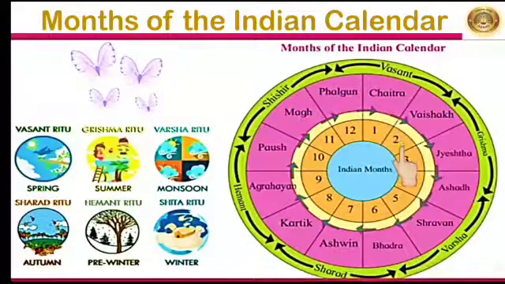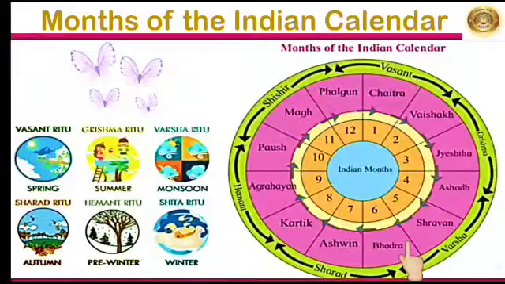The second month of this calendar is Vaishakh. The third month of this calendar is Jyeshtha. The fourth month of this calendar is Ashadh. The fifth month of this calendar is Shravan. The sixth month of the Indian calendar is Bhadra.